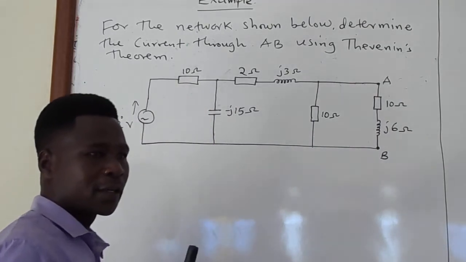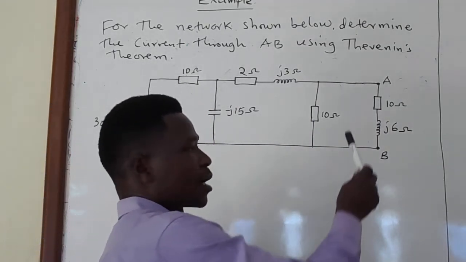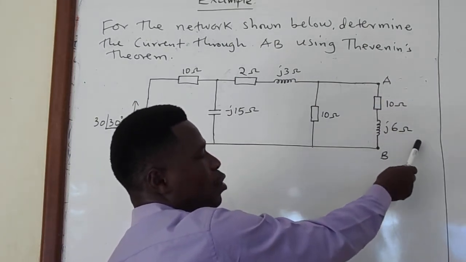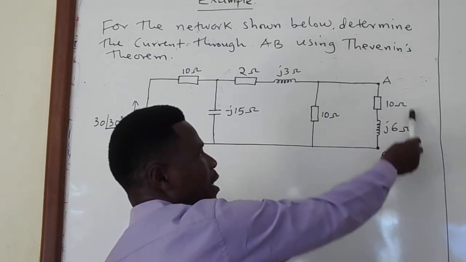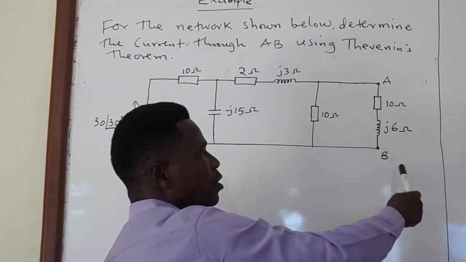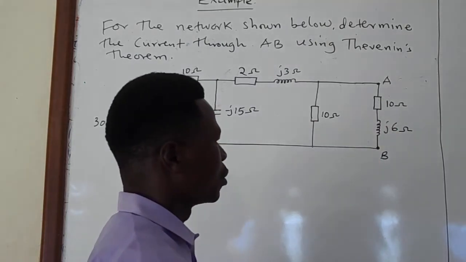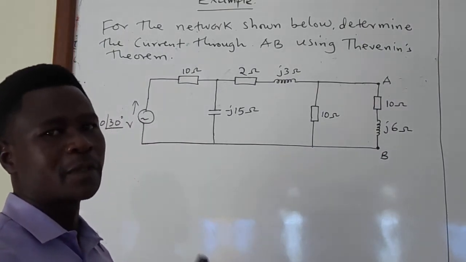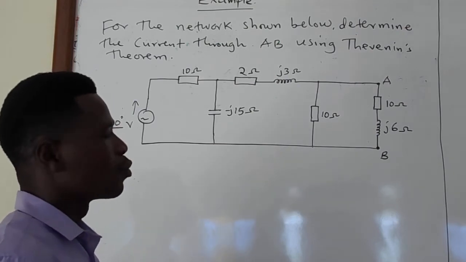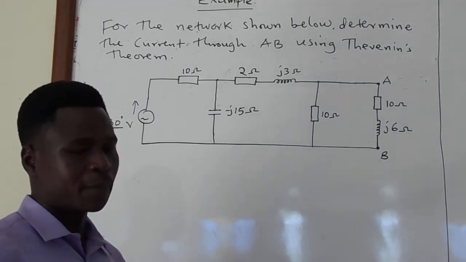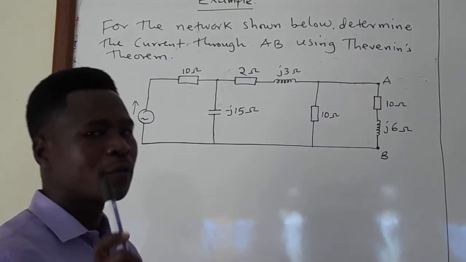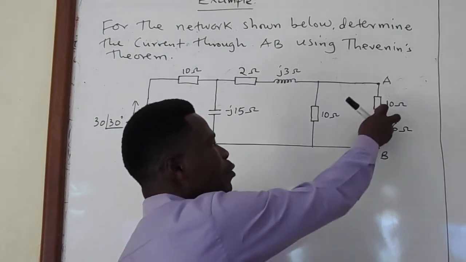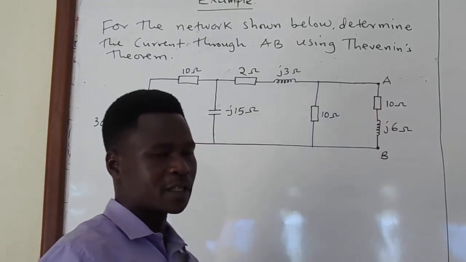And if you look at terminal AB, it is connected across the 10 ohms plus J16 ohms. So this load here, the 10 plus J16, will actually act as our load. So according to Thevenin's theorem, there are several steps that must be followed. Step 1, we need to get the Thevenin's voltage. And the Thevenin's voltage will be the voltage across terminal AB when the load is removed. That will give us the Thevenin's voltage.